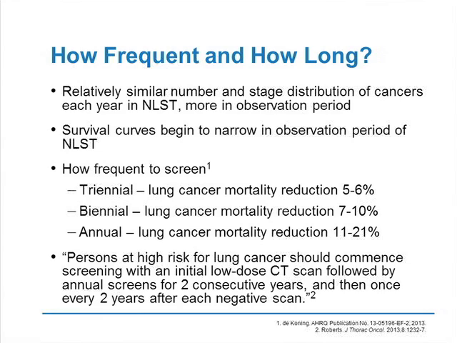However, the NLST results suggested that you had a similar number and stage distribution of cancers in each year, and the survival curves began to narrow once you observed people. So maybe you should keep screening. The AHRQ publication, the modeling publication that we just spoke of, found that annual screening had the greatest chance of higher mortality reduction, and so suggested that as their most efficient model.